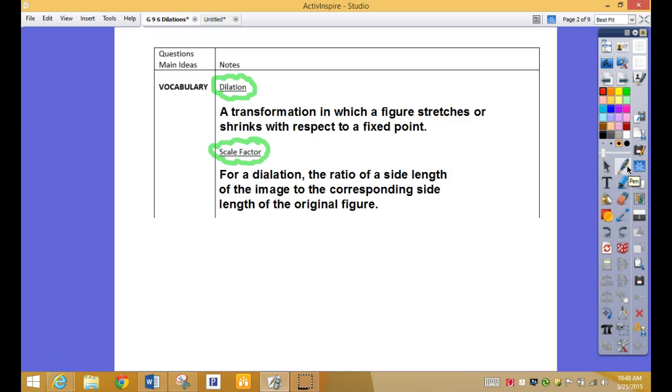Alright, so if the figure stretches, that means that the scale factor is going to be greater than 1. So stretches or gets larger, the scale factor has to be greater than 1. If it shrinks, the scale factor has to be then what? In order for it to shrink, it's going to have to be less than 1.